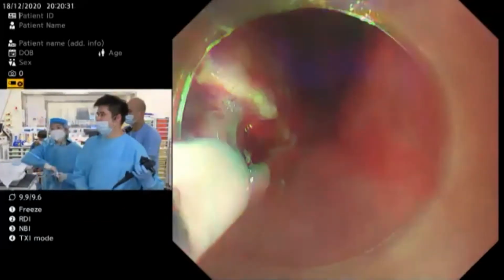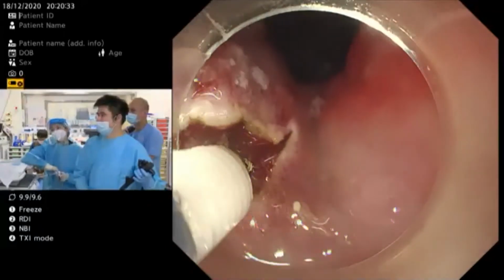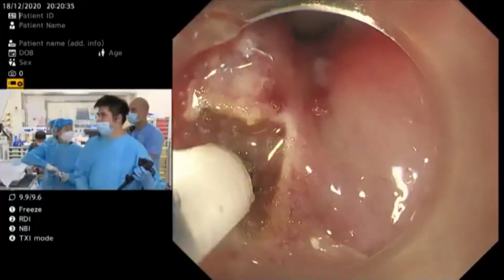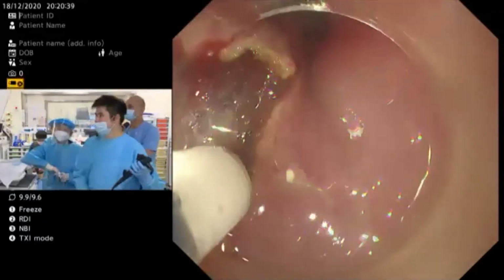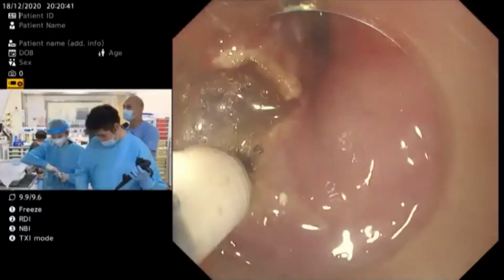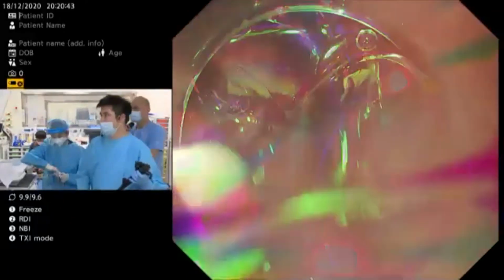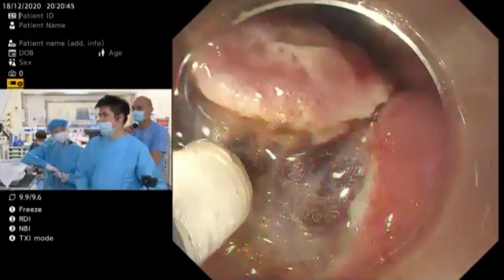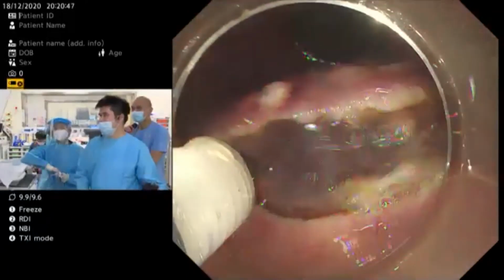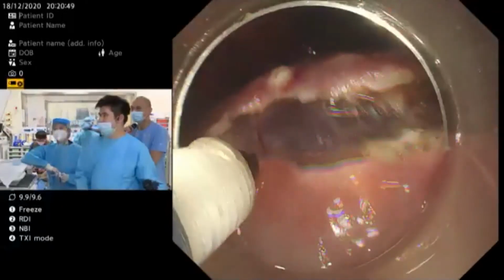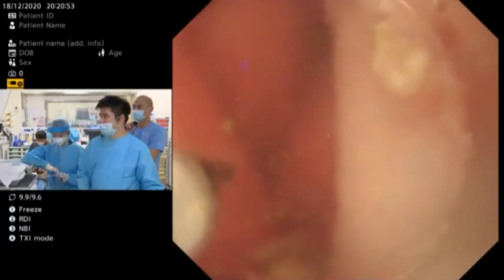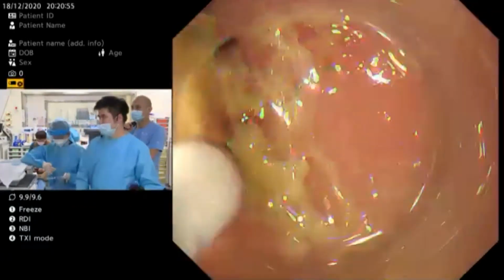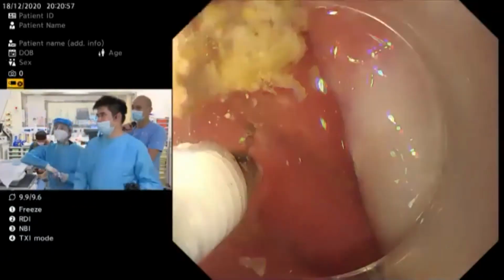The ideal plane of dissection is actually in the deep submucosal layer, because that gives you the best layer for dissection with less bleeding. Also your specimen will be more under control, and the pathology contains a deep submucosal layer for better assessment.